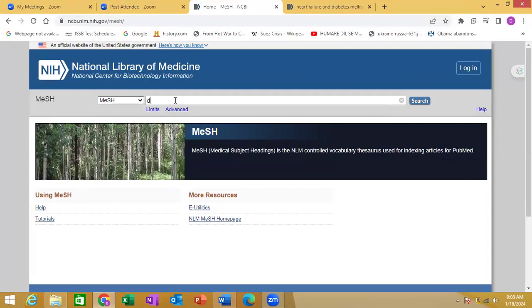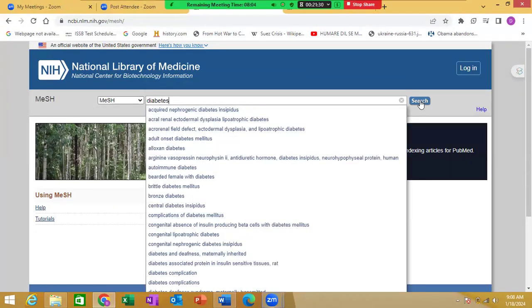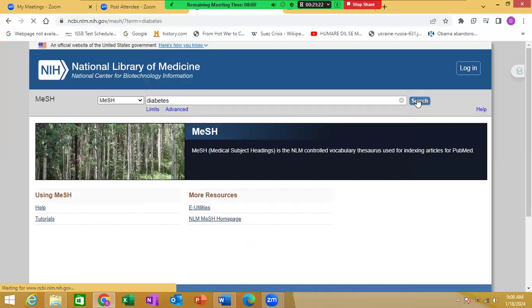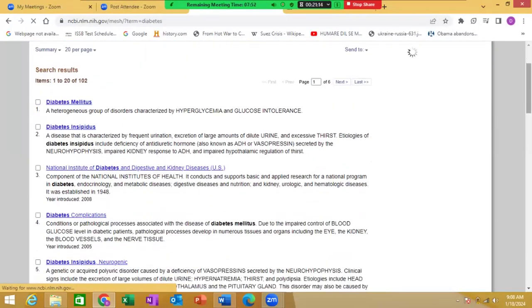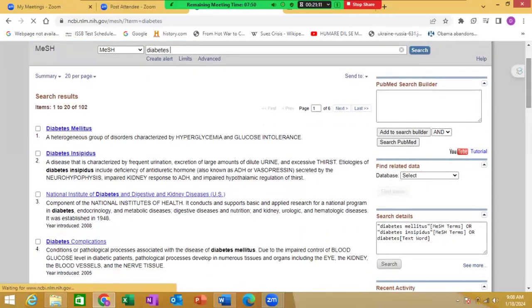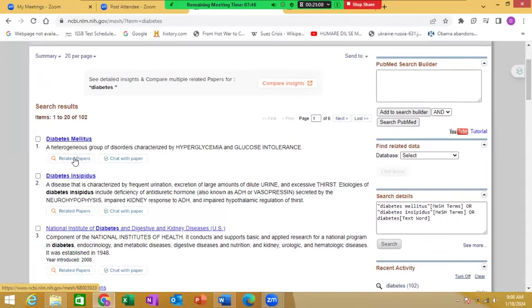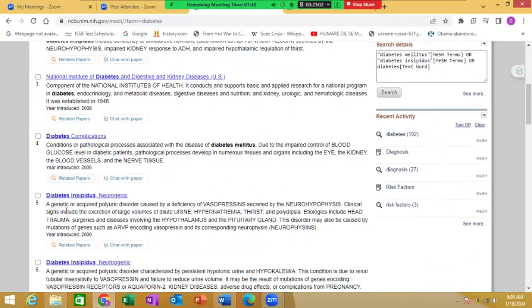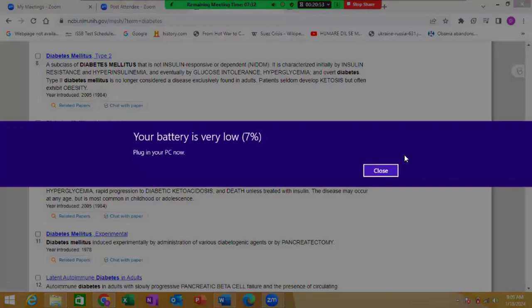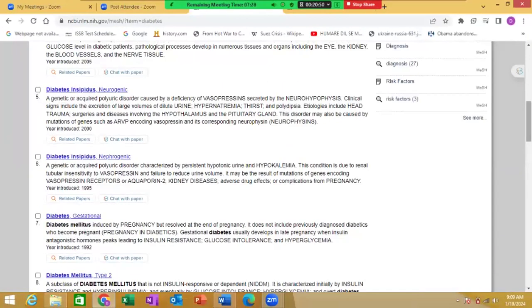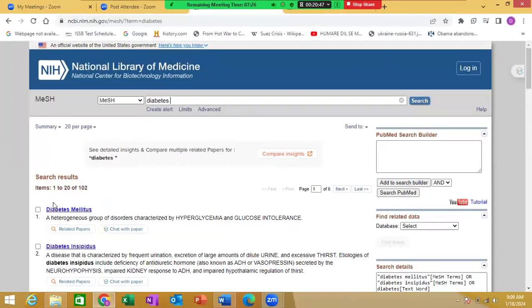For example, in the MeSH strategy, you will write diabetes here and search for diabetes. Now it is telling you the different terms related to diabetes that are stored in PubMed. Diabetes mellitus, diabetes insipidus, diabetes complications, diabetes type 1, experimental, diabetes LADA, various terms. For example here, I just want diabetes mellitus.